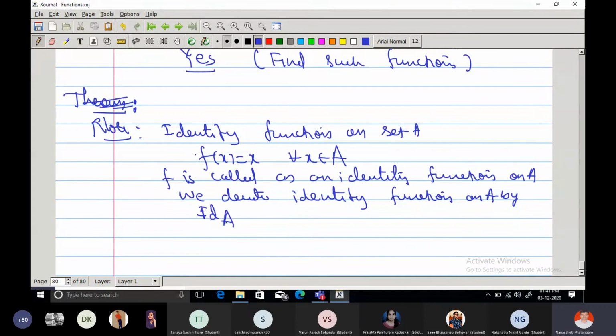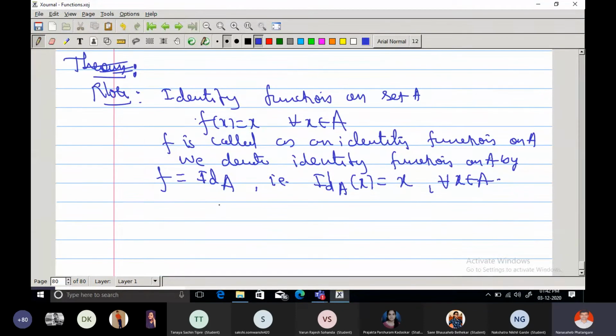That means we denote such function by identity with suffix A. Right. That is, the identity function on A, if we apply it on any element of A, gives the same element for every element in A. Correct? That means if we apply identity function on any element of set A, it gives the same element. So that's why it is called an identity function. Now we are in the position to state the theorem.